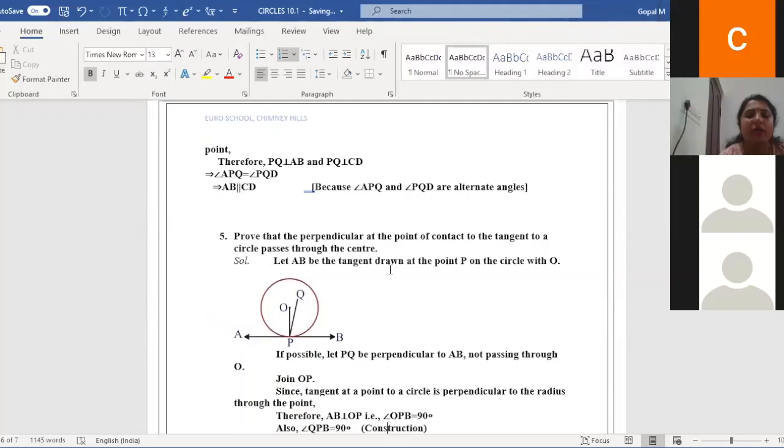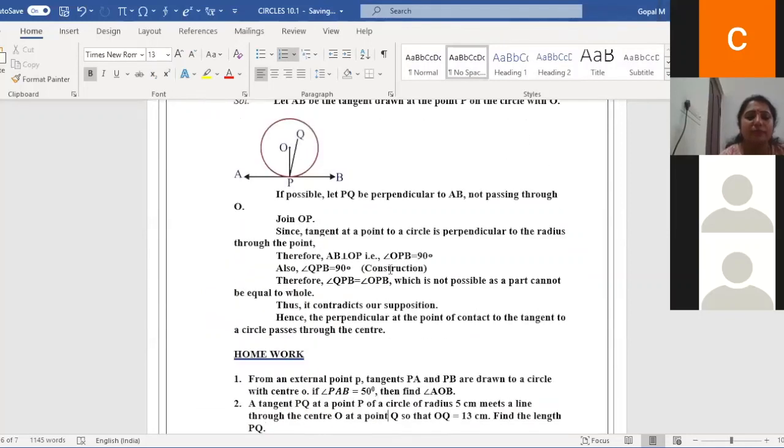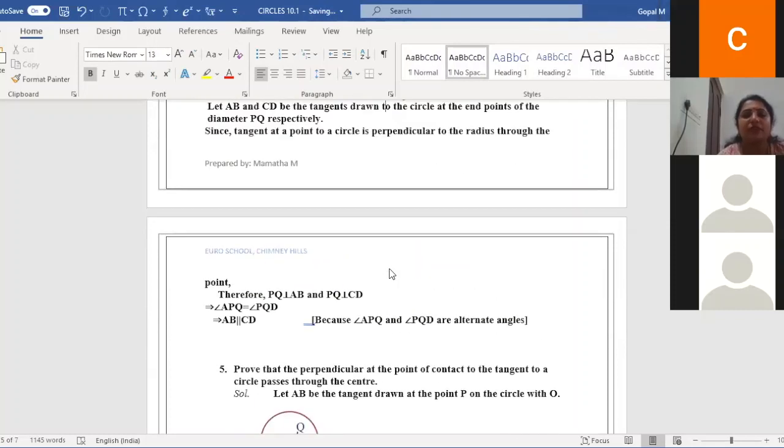Next one, fifth sum. Fifth sum is based on assumption. Prove that the perpendicular at the point of contact to the tangent to a circle passes through the center.